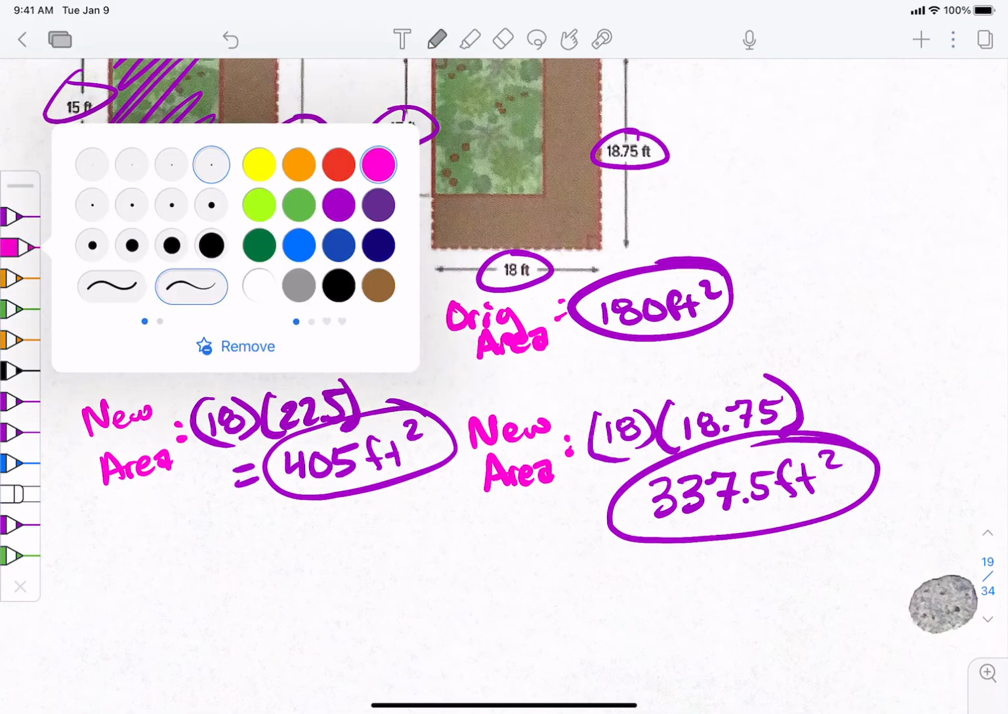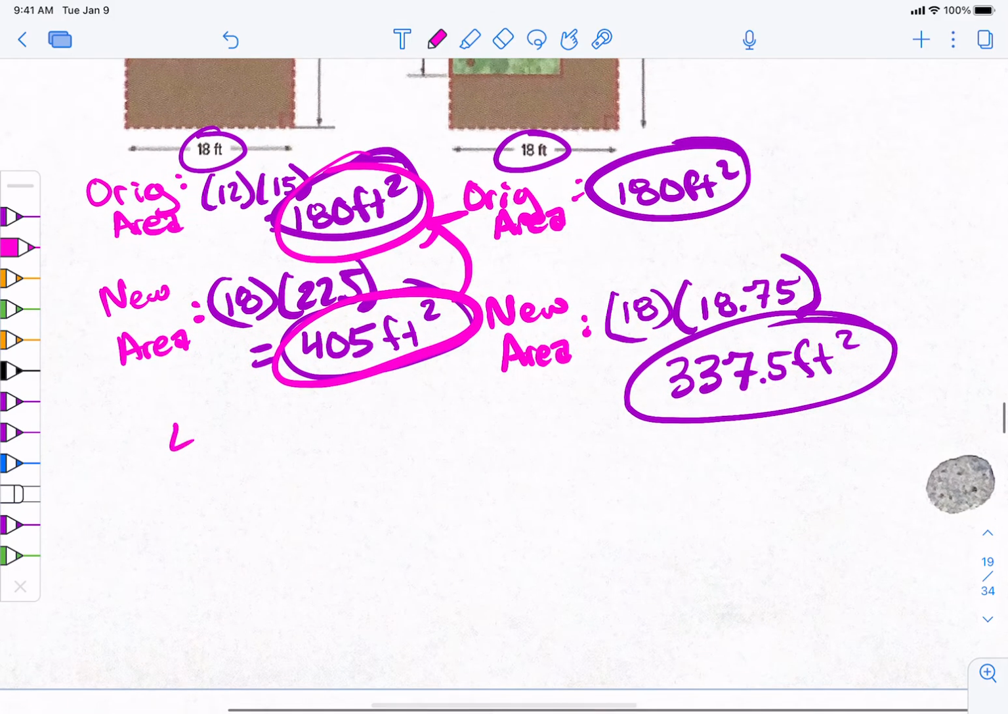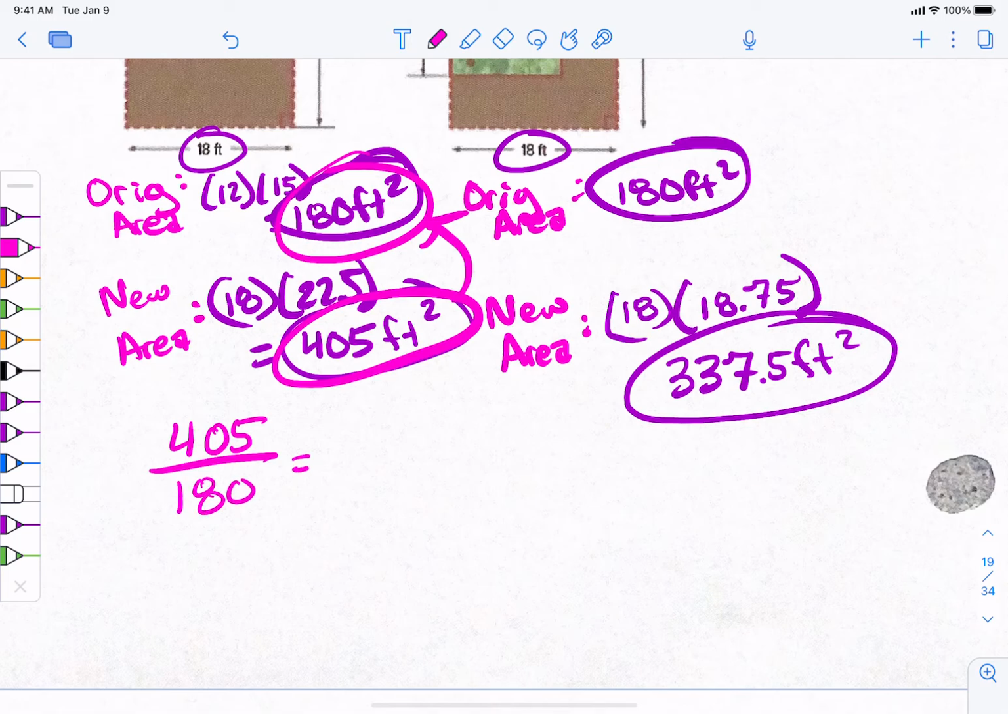How many times bigger is this area than the original one? It's new over beginning: 405 over 180, which is 2.25. So his area is 2.25 times bigger than the original.